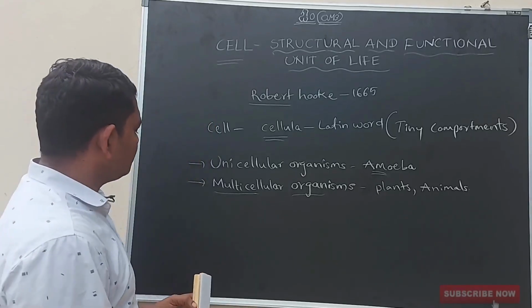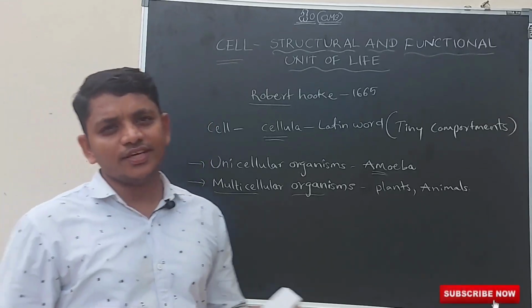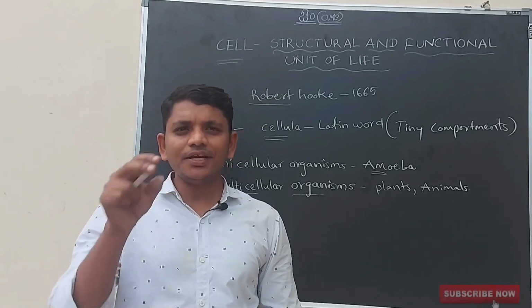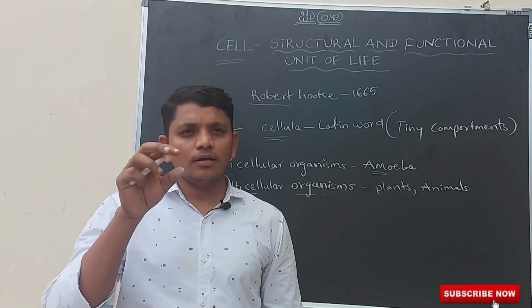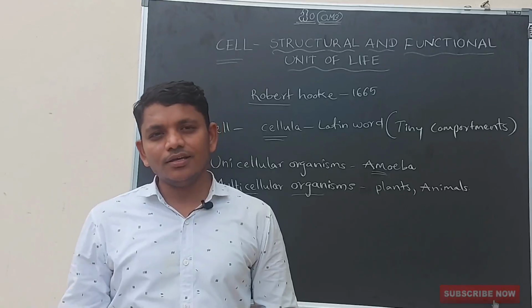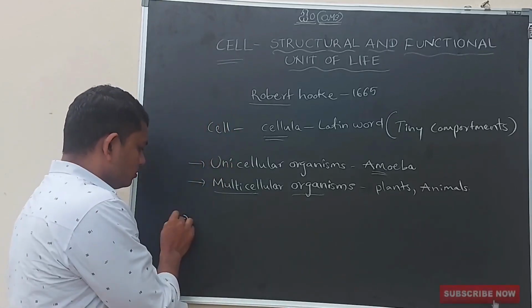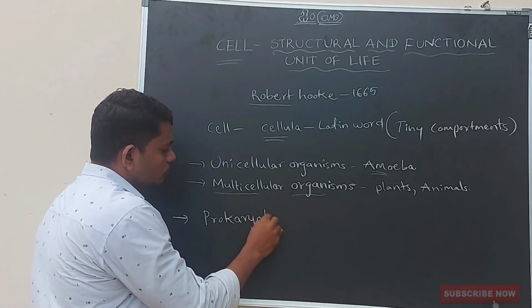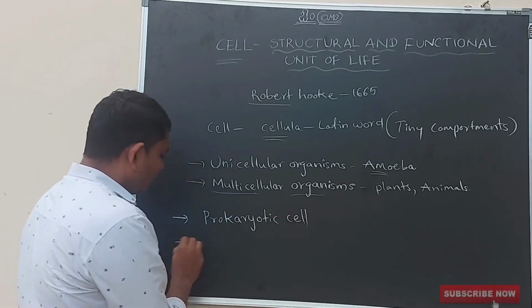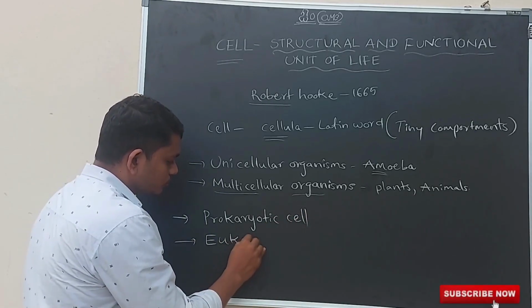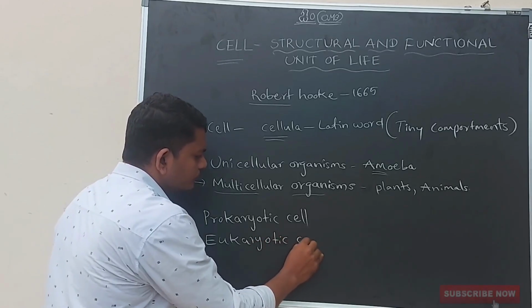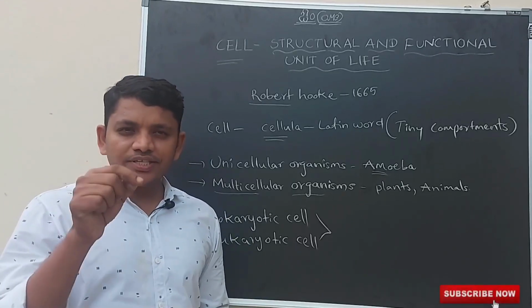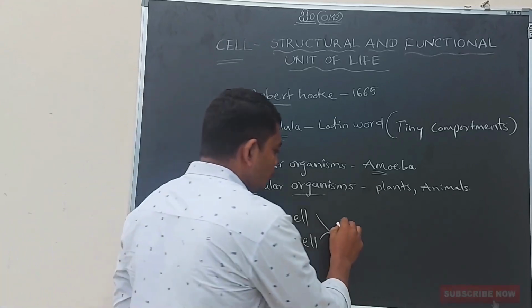Okay, next let us discuss the types of cells, on the basis of the nucleus present in the cell. On the basis of the presence of the nucleus in the cell, cells are of 2 types. First one is prokaryotic cell and eukaryotic cells. These two are classified on the basis of presence of the nucleus in the cell.